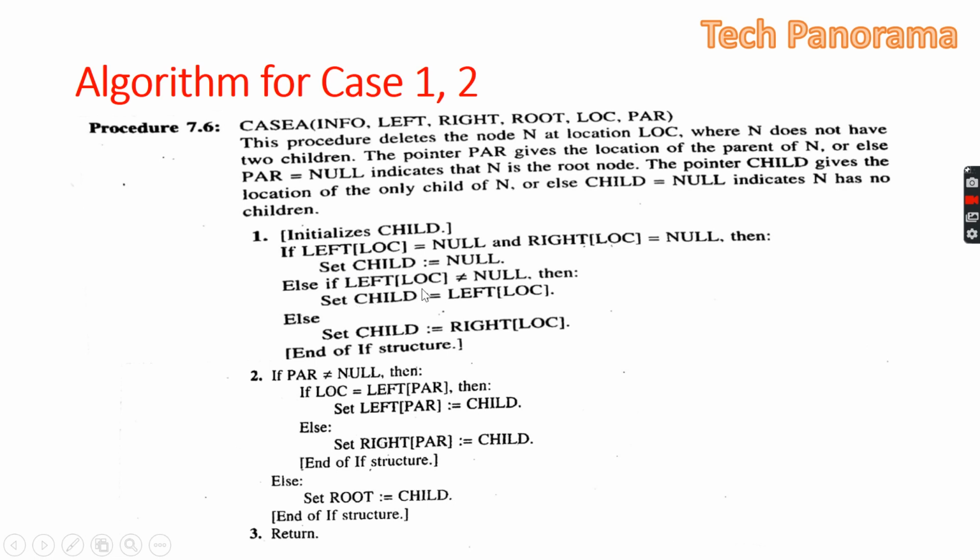But if the left of location is not null, it means the location has a left child. Otherwise, the location has a right child. So we take another variable child that will point to the left of location, because previously we have seen that when we delete the 75, then the 66 will take the place of 75. So the child will be considered for this part when we make some changes.